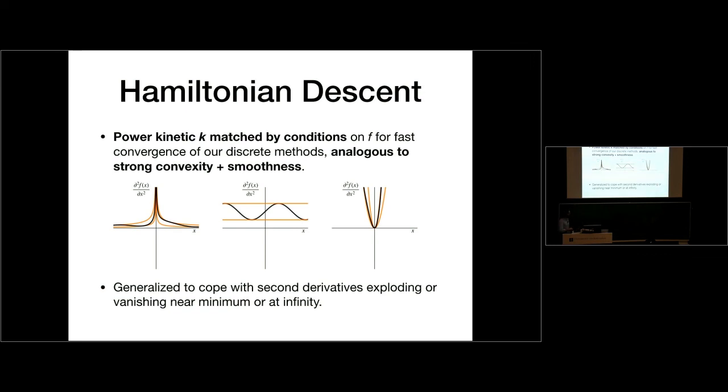Okay, and in pictures, what this means is that where previously we really relied on these notions of strong convexity and smoothness, where we bounded the second derivative between two constants, we can now cope with second derivatives that explode and that collapse near the minimum, so long as we're able to bound them by power growth of the appropriate kind. So in a sense, we've generalized gradient descent to cope with second derivatives that are exploding or vanishing near the minimum or at infinity.